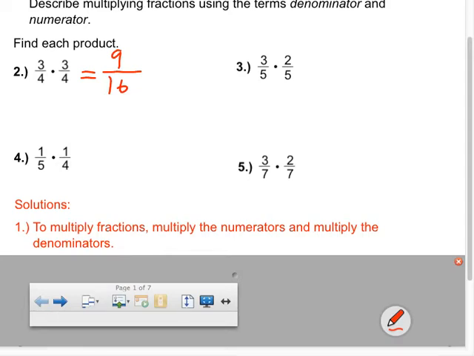Okay. Who can tell me their answer for number 3? Michaela, why don't you go ahead? 6/25. Very good. Okay. Is that simplest form? Yes, it is. Who's got number 4 for me? Chin, go ahead. 1/20. Very good. Okay. And who's got number 5? Jakari. 6 over what? Very good. 6/49.